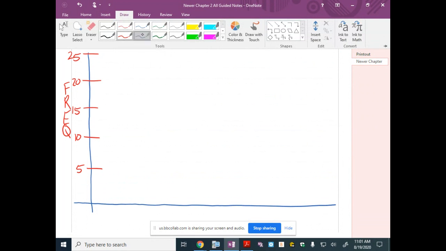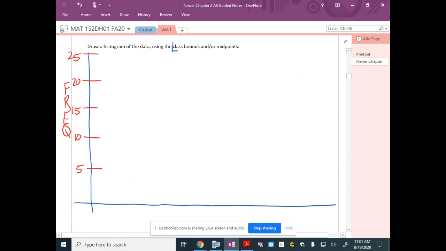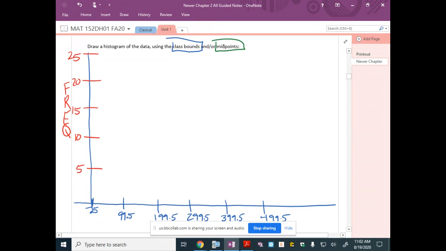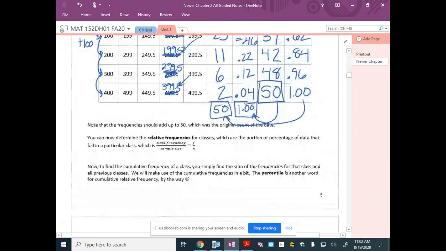Now, class bounds, I'm going to write those in blue. So negative 0.5 would go here, then 99.5, 199.5, 299.5, 399.5, and 499.5. Now, again, I prefer using class bounds, but if you wanted to use the midpoints, you could do that.